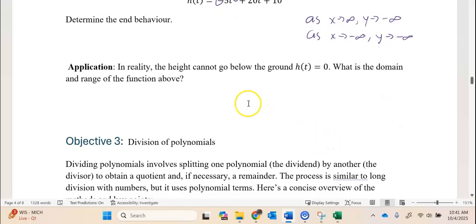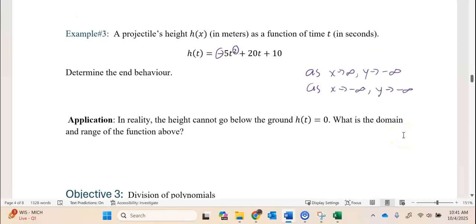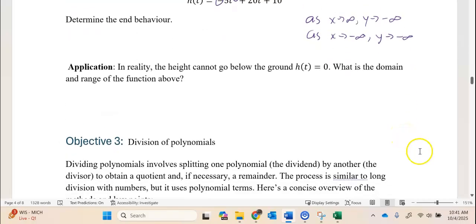In this case, though, in reality, the height cannot go below the ground, so we do have an application here. So if we can review our domain for this function, quick review. We'd studied these functions. This is quadratic, right? A little review of quadratic. We would say, oh, what's the domain of that?